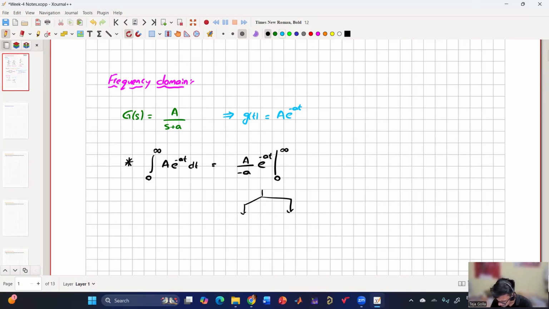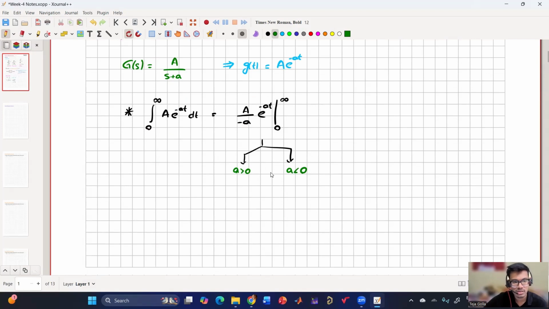So if you consider a greater than 0, and then a less than 0, in the first case, what will be the integration output? For a greater than 0, a e to the power minus a t from 0 to infinity. If you put t equals to 0, it will be e to the power 0, which is 1, right? So a by a.